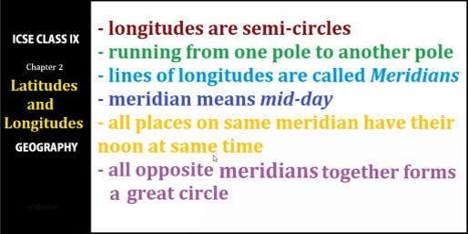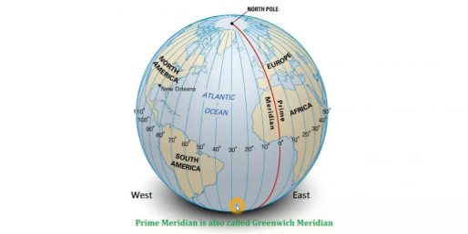Since all the places on a meridian have noon at the same time, the lines of longitude are called meridians, right? In Latin, meridian means midday. Now, all the opposite meridians together form a great circle, right? In case of latitudes, it is only the equator that forms a great circle, but in case of longitudes, all the opposite meridians, or longitudes, form one great circle.